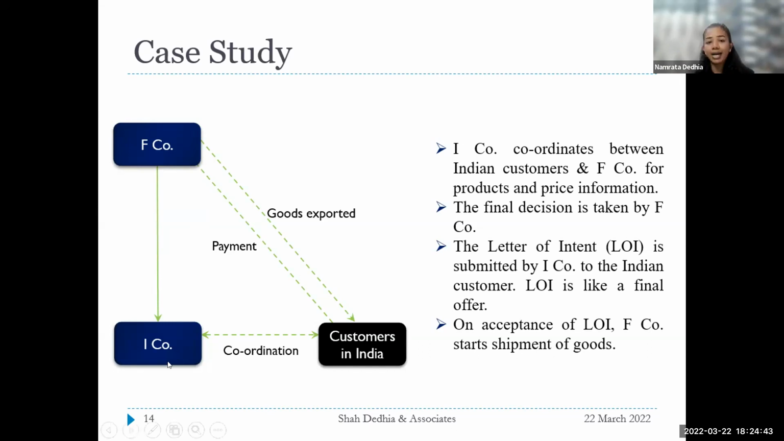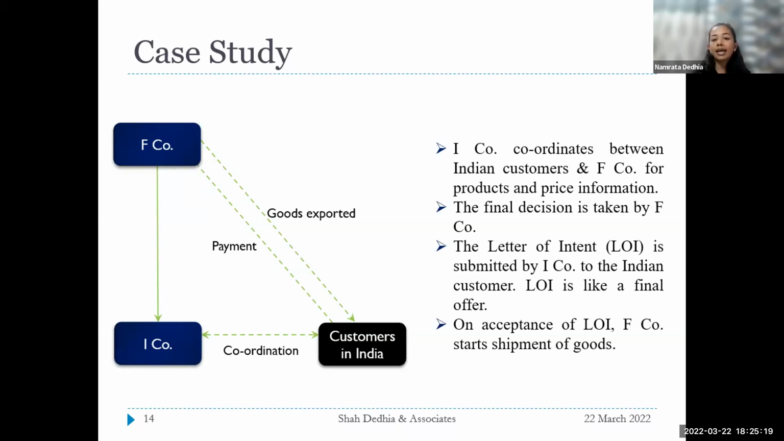Even if we assume that, then there are three further aspects to the dependent agent concept which are required to be fulfilled in order for that dependent agent to be considered as a business connection, which is either there has to be authority to conclude contracts or habitual conclusion of contracts. Now, in this case, even though the offer is being made by ICO, it is not concluding contracts. It is very clearly stated that the decision is being taken by FO. So if you can create documentation around this fact, then you can show that contracts are not concluded by ICO.